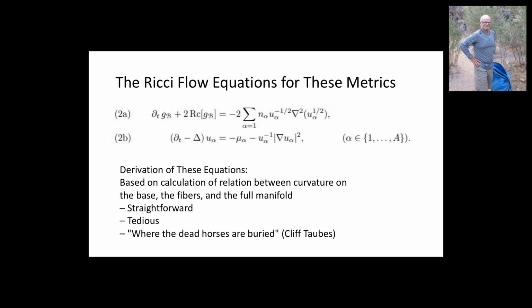So to find the Ricci flow for these equations is relatively straightforward, but also quite tedious. We have the time derivative of the base metric plus 2 times the Ricci curvature, and that's just equal to a certain non-homogeneous right-hand side depending on those functions u alpha. And then we have a heat-like equation for the functions u alpha, again with a right-hand side which depends on the square of the gradients. Again, it's straightforward to calculate this.